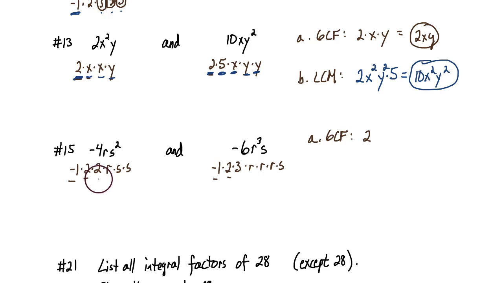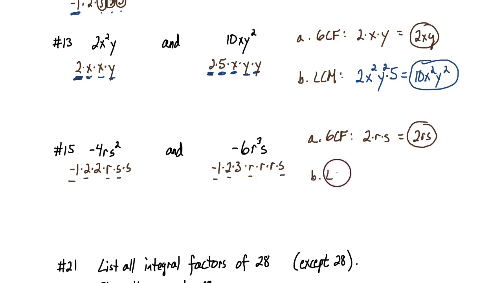This number has another 2 as a factor, but the other doesn't, so it is not common to both. There is an R in both of them. The second number has more R's, but the first does not, so that's not common to both. There is an S common to both numbers. The first number has another S, but the other one doesn't, so that's not common to both. Multiplying these together, we have 2RS.